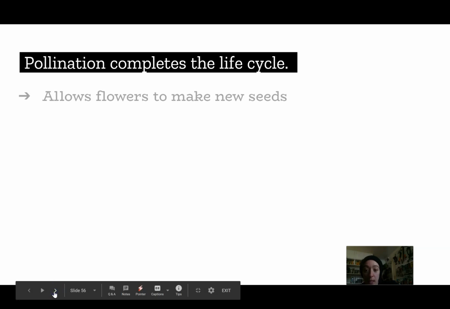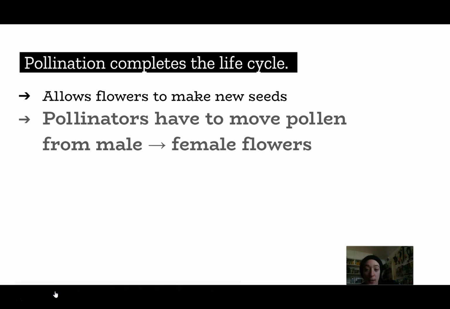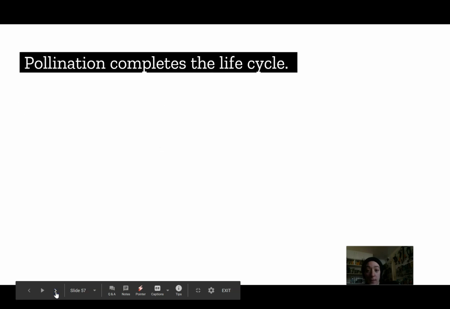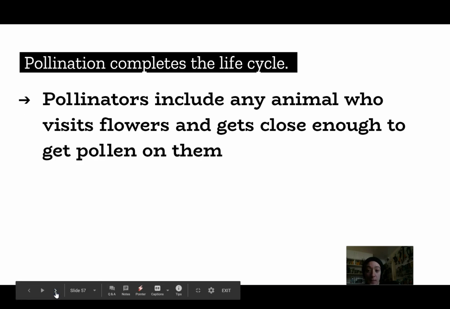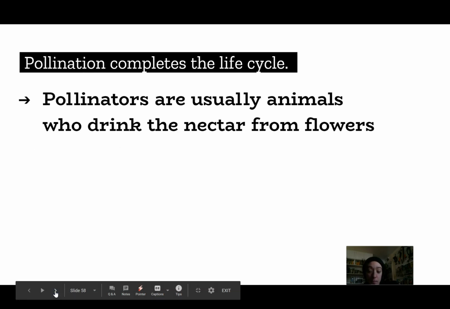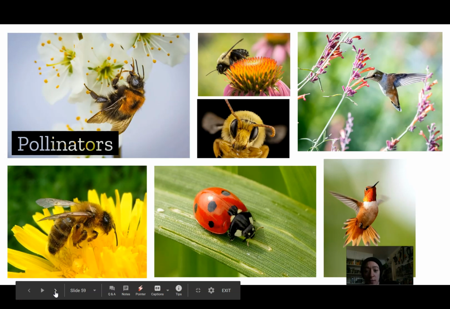So pollination helps complete the life cycle because it allows flowers to make new seeds. Okay, pollinators have to do this. They have to move pollen from male to female flowers. So pollinators include any animal who visits flowers and gets close enough to get pollen on them. Okay, so we could look at bees as the most common pollinator, but there are so many others too.